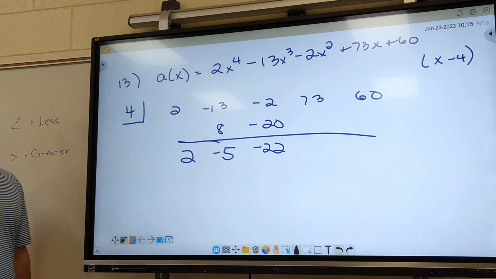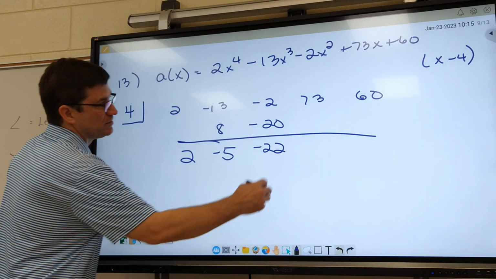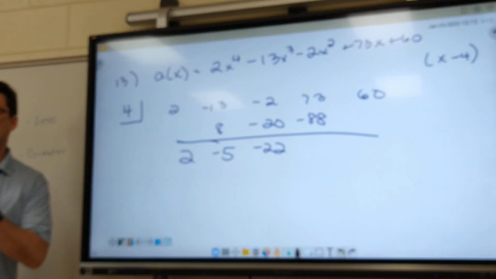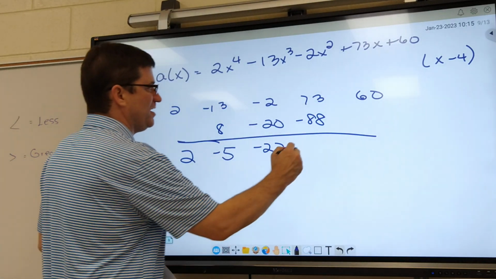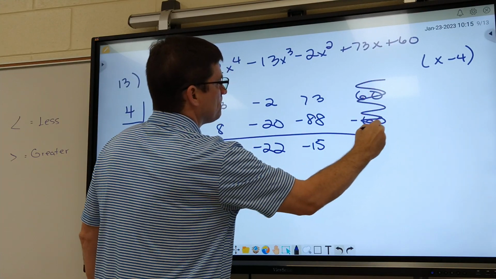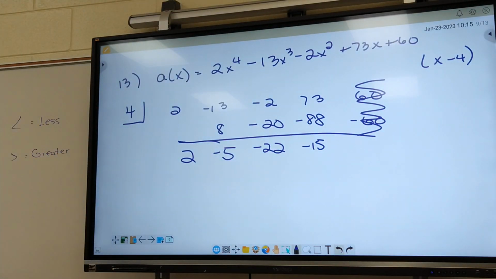What's 4 times negative 22? I think it's negative 88. Somebody add those two numbers up for me. Tell me what you get. Jada says negative 15. And I know 4 times 15, that's negative 60. Okay. I know we've done it right so far. This last column canceled out.